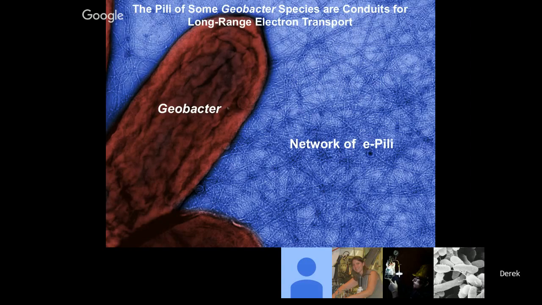So I want to talk about these pili for a couple minutes. This is a transmission electron micrograph, which shows Geobacter stained in red, and hopefully you can see against the blue background this network of white wires. These are the filaments that Geobacter produces that are electrically conductive. They have homology to type 4 pili. They're about 3 nanometers in diameter and can range up to 10 to 20, maybe even 30 microns in length.